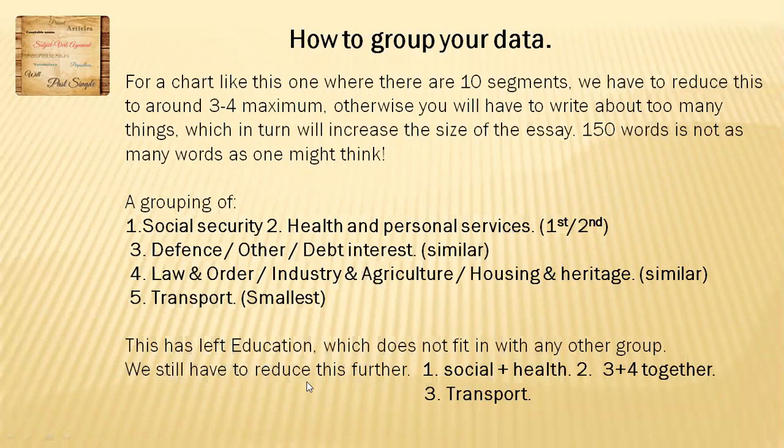So we can reduce this even further by saying social security and health, 3 and 4, number 3, number 4, we can group those together as being similar. And then we can mention transport, which is the smallest.